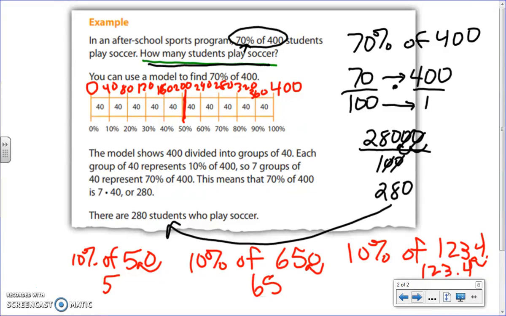Like 50%, we could find 60% by adding 50% and 10%, or 40 and 200. That'd be 60%, which would be 240. In this case, we're looking at 70%, the number that we're looking for, and 70% just so happens to be 280, which agrees with our expression. 280 students play soccer. So there's a lot of approaches to take.